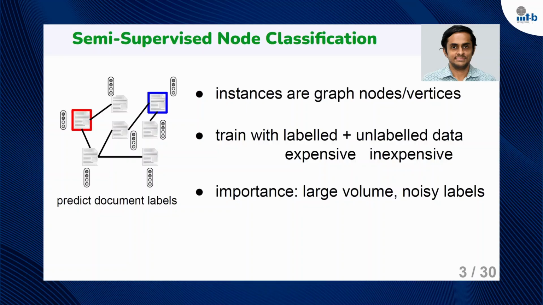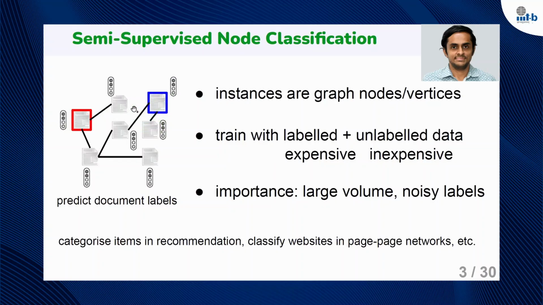So for the document classification problem, let's say we want to predict the labels of a document. For example, this could be a machine learning document, and this could be a database document. It has more applications than just document classification. We can also categorize items in recommendation engines. We will see all the details of the graph in future slides. We can also classify websites in these page-to-page hyperlink networks. So this is the semi-supervised node classification problem.